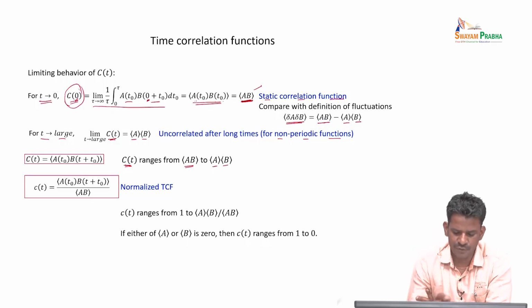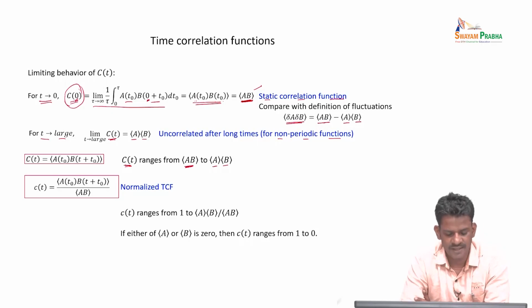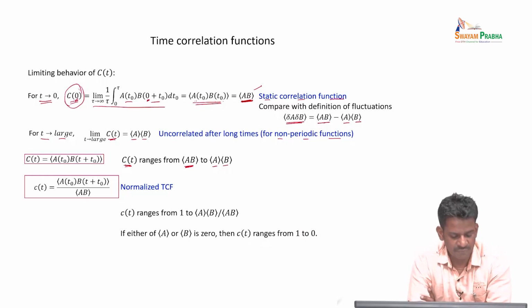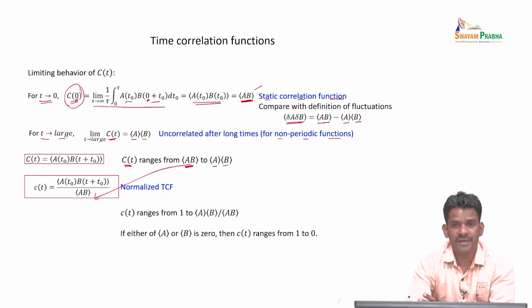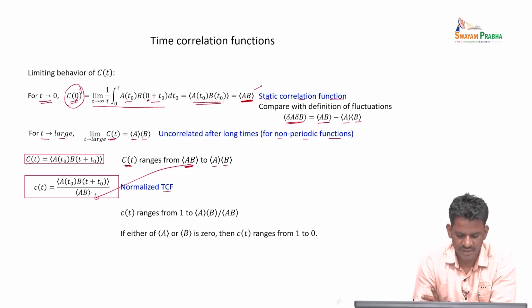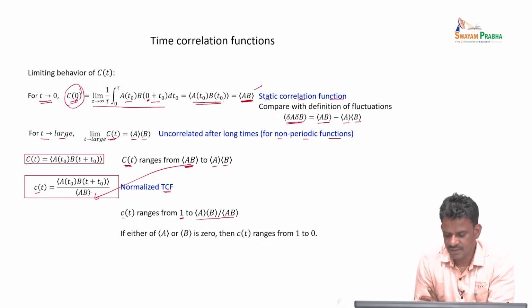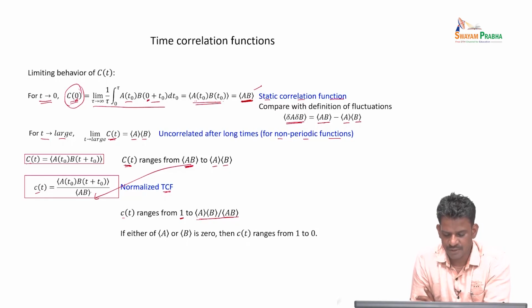So, now that we know the maximum value that C of t can take, we can define a normalized time correlation by dividing C of t by the maximum value, which is the mean of AB. When I do this normalized time correlation function, denoted as small c of t, you will see that it ranges from a maximum value of 1, and at a time t tending to infinity or very large values, it goes to the product of the means of A and B divided by the mean of AB. So, this is the value that it approaches at very large times.